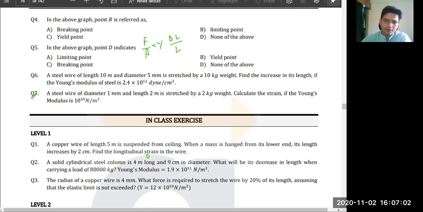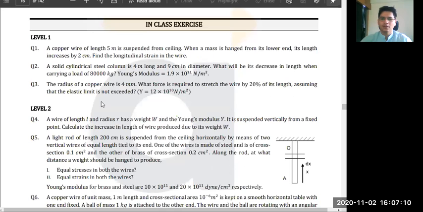Very good. Next, in-class exercise, question number 1. Now let's see question number 1, everyone. So what do we have here? We have a copper wire of length 5 meter, length is given, suspended from a ceiling. When mass is hanged from its lower end, its length increased by 2 centimeter. Right? Longitudinal strain.